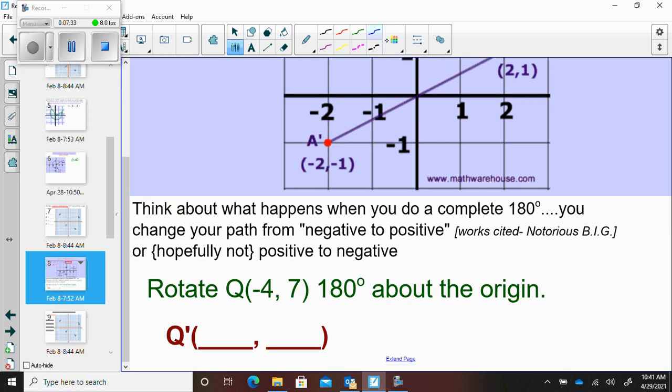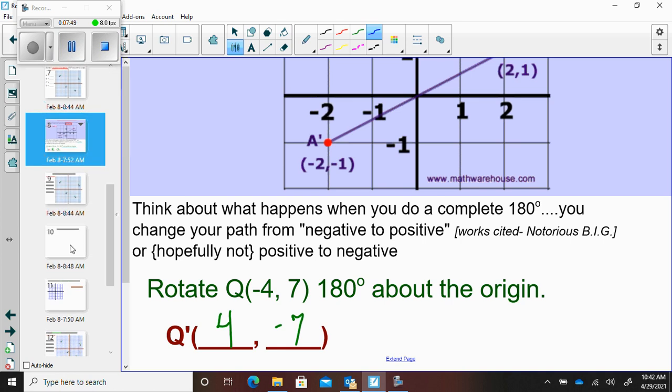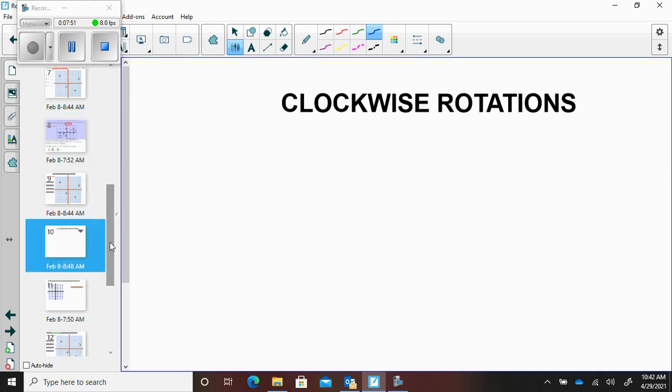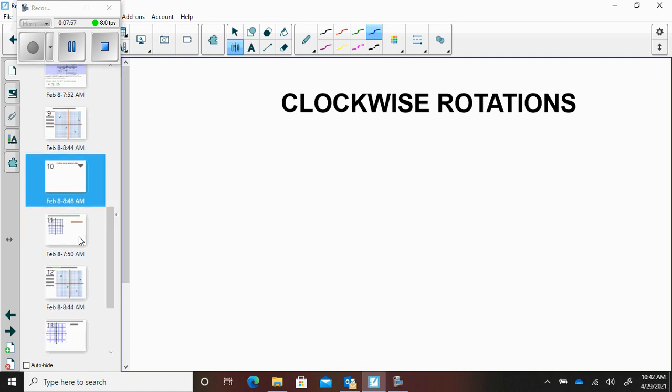So if I have Q as negative 4, 7, 180 degrees, I just negate them. That negative 4 becomes a positive. That positive 7 becomes a negative. It's as simple as that. Next, we're going to have clockwise rotations. It is the exact same thing, you're just going the opposite way.